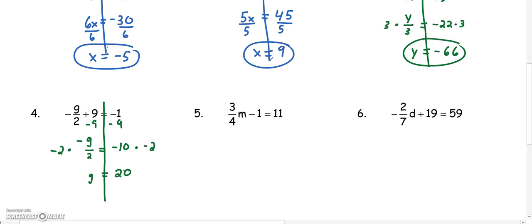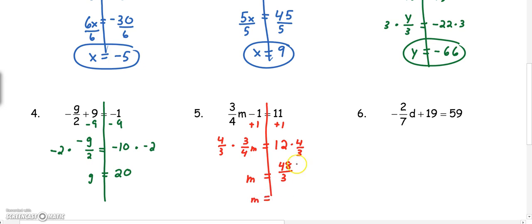Number 5, 3/4 m minus 1 equals 11. So what we're going to do here is we are going to first add 1 to both sides. So we get 3 over 4m equals 12. Now, 3/4 is a fraction, so remember, in order to move a fraction and isolate the variable, we have to multiply by the reciprocal. So we're going to multiply by 4/3. So we get m equals 48 over 3, and that reduces to 16.